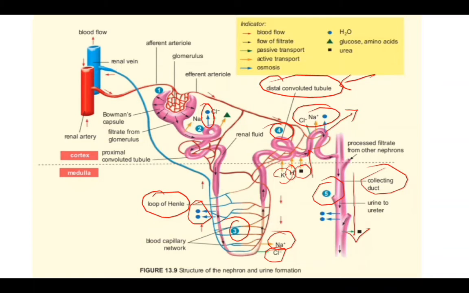and here a small amount of urea, okay, this one, urea, diffuses out into the surrounding fluid and blood capillaries due to its small molecular size. So urine contains water, urea, sodium chloride salt, uric acid, and creatinine. So after leaving the collecting duct, urine flows through the ureter, bladder, and then urethra, and finally the urine will be excreted.